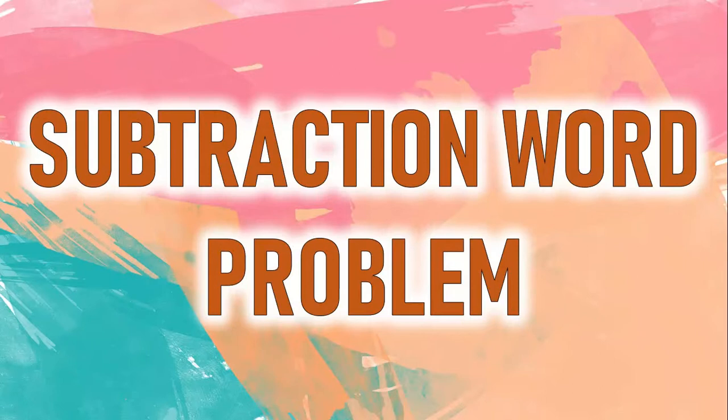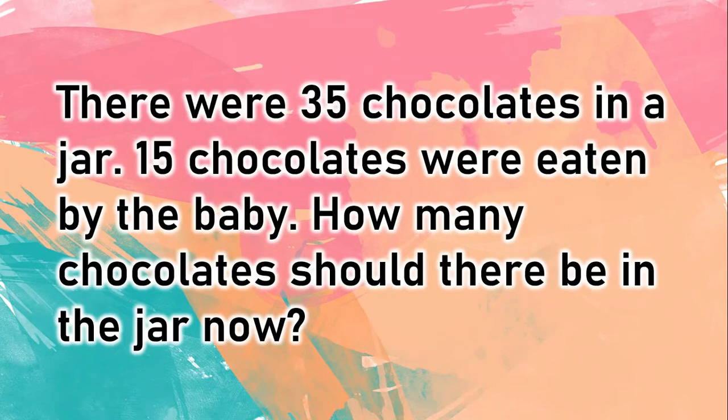Let's have first a subtraction word problem. I have here an example problem. There were 35 chocolates in a jar. 15 chocolates were eaten by the baby. How many chocolates should there be in the jar now?